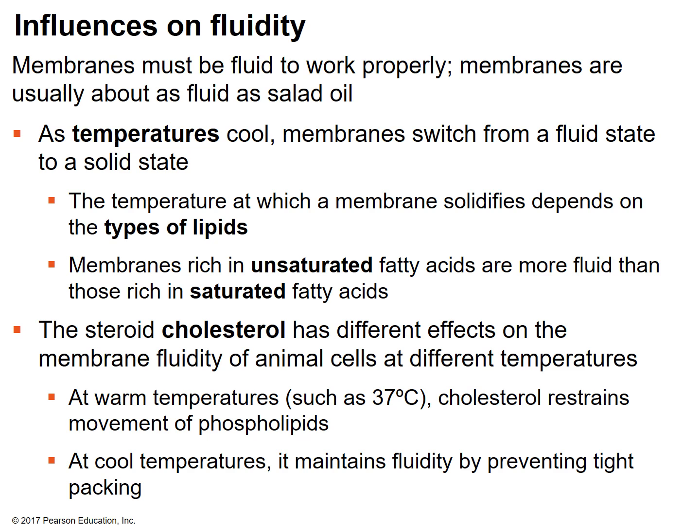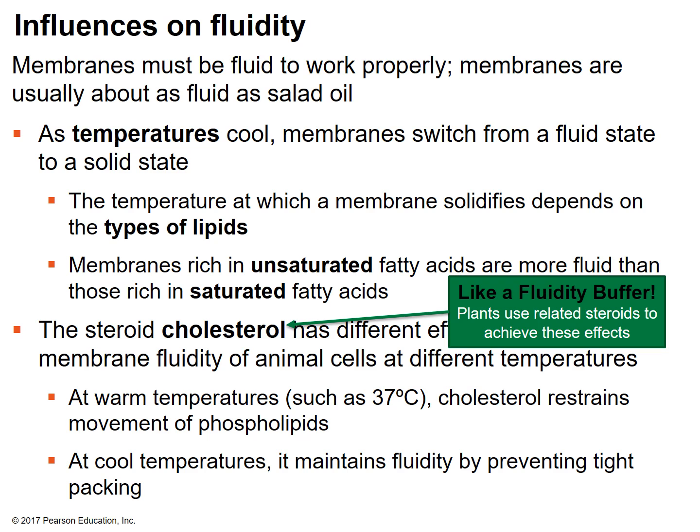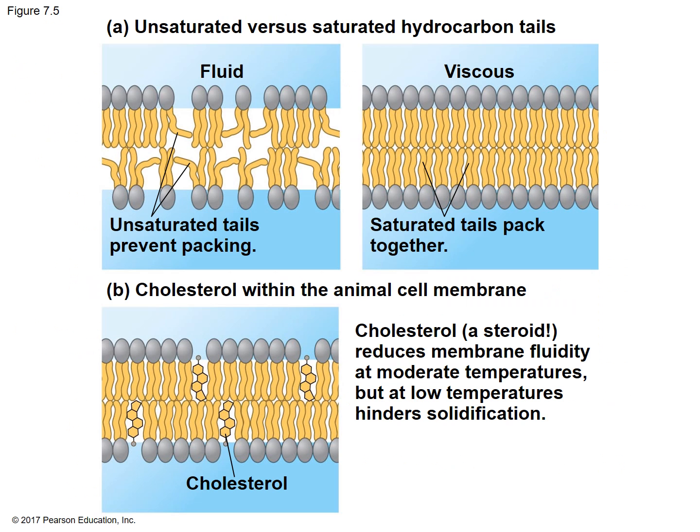We know cholesterol as being bad if you have too much of it, but we do need a certain amount. At warm temperatures, like body temperature, 37 degrees Celsius, cholesterol restrains the movement of phospholipids. At cool temperatures, it maintains fluidity by preventing tight packing. You can think of this as sort of a fluidity buffer. Now, plants do this also, but they have slightly different steroids. Remember, cholesterol is one of these. And so there's different ways to achieve this effect, but they all work similarly.